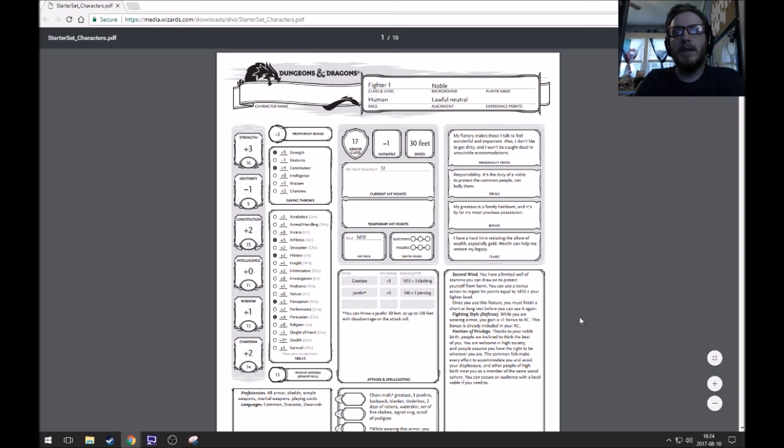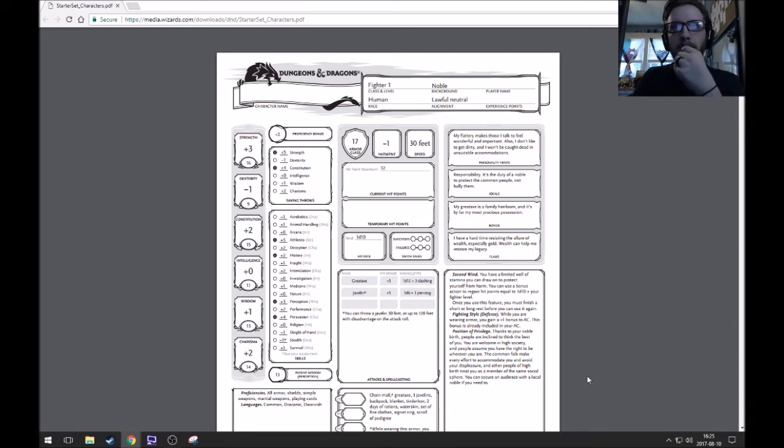So with the noble background, you get every background. There are like 20-something of them. They give you a couple of skills, some starting equipment, and a sort of special ability. The noble gives you position of privilege, which, thanks to your noble birth, people are inclined to think the best of you. You're welcomed in high society, and people assume you have the right to be wherever you are. Much like in real life, if you just act like you belong, most people aren't going to ask you questions about it. So, common folk make every effort to accommodate you and avoid your displeasure, and other people of high birth treat you as a member of the same social sphere.